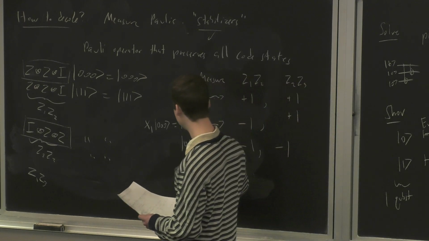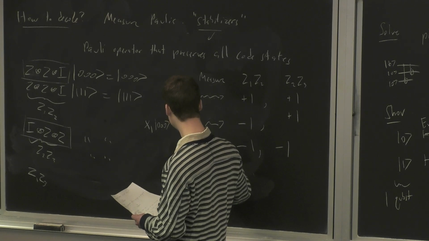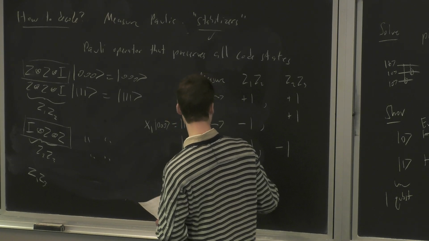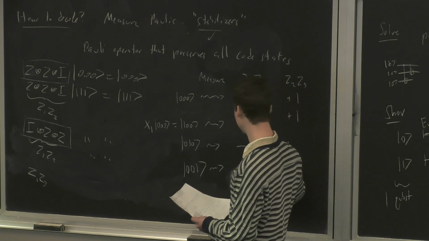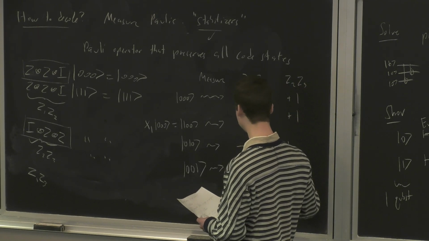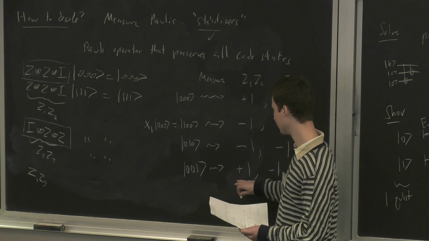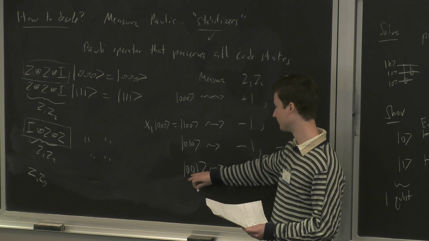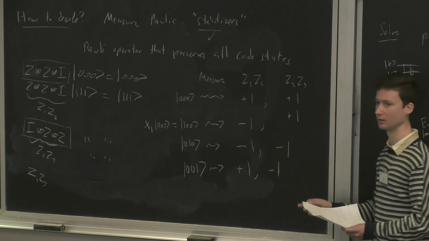And then if we have an X error on the third qubit, so we have 0, 0, 1, our syndrome is now kind of the reverse of the first case. So our syndrome will be +1 and -1. Because now the first two qubits are uncorrupted, so we still have +1. The second two qubits, their sum is 1, so we've detected a bit flip.